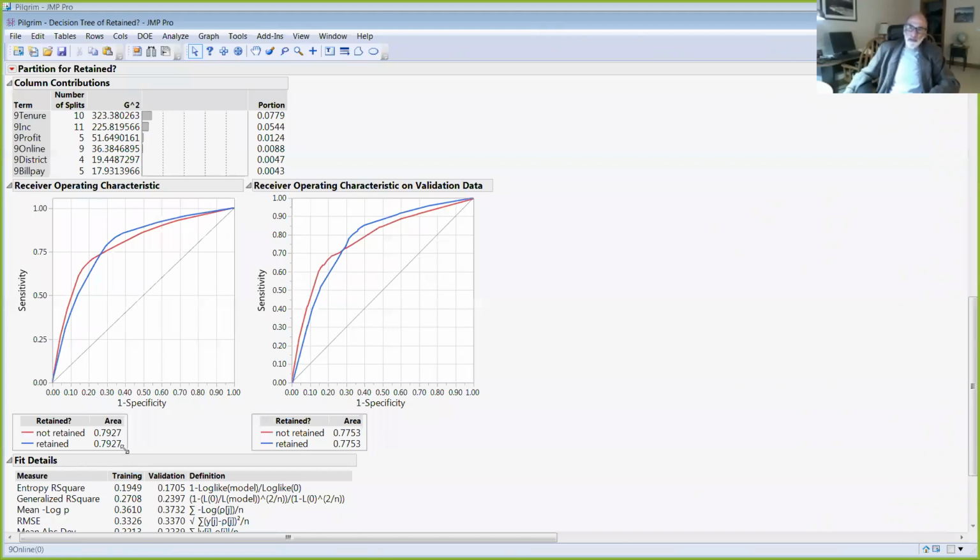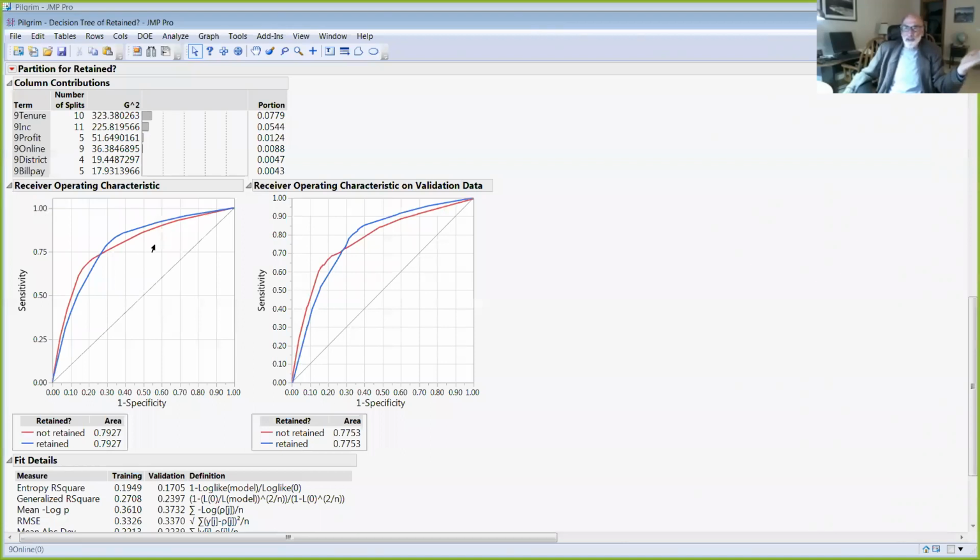0.7927. These are just sort of mirror images of each other because it's either retained or not retained. Whichever you focus on, the area under the curve is almost 0.8. This is your single best measure of how good this model is. It could be as high as 1 if it was a perfect model. If the model was just as good as random, it would be 0.5. This is closer to a perfect model than to a random model.